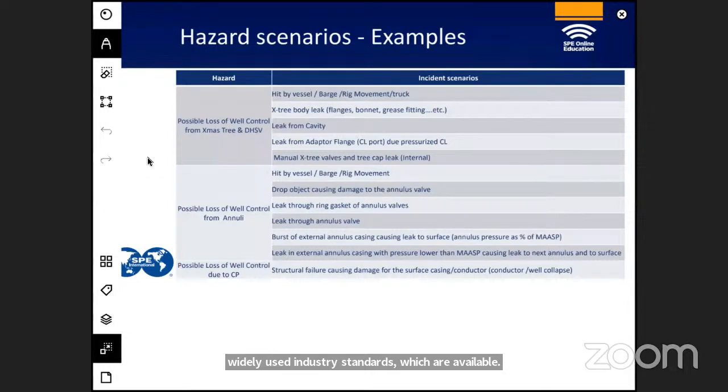These are some examples of the hazards which we use for our risk assessment. Starting with the first one, if there is a possibility of loss of control from the Christmas tree and downhole safety valve, what could trigger this event? In what scenario can this hazard happen? It is possible by being hit by a vessel, barge movement or rig movement, or by a truck on surface facilities or the surface Christmas tree, and others are offshore. Or there could be a leak from the Christmas tree body, or a leak from the cavity.